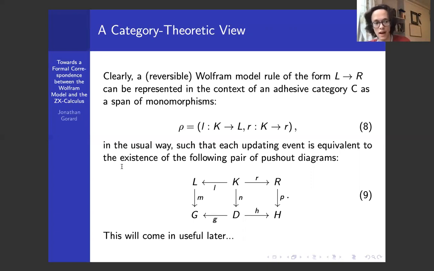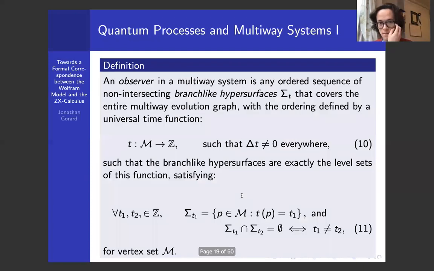And so then every time you get a rewriting match, every time there's an applicable updating event, that corresponds to the statement that a particular pair of pushout diagrams exist of this form. So although I've represented what I've said so far in terms of set theory, it's kind of trivial to reformulate it in terms of category theory, and that will become important for some of the results I want to present later.